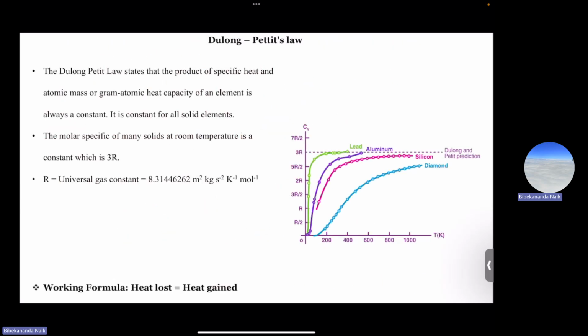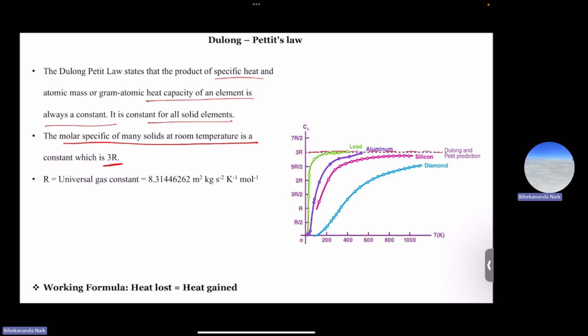Now we move to the concept of Dulong-Petit's law. It states that the product of specific heat and atomic mass, or gram atomic mass heat capacity, of an element is always a constant, and this is constant for all solid elements. So it is called the classical theory of Dulong-Petit's law. The molar specific heat of many solids at room temperature is constant with value 3R.